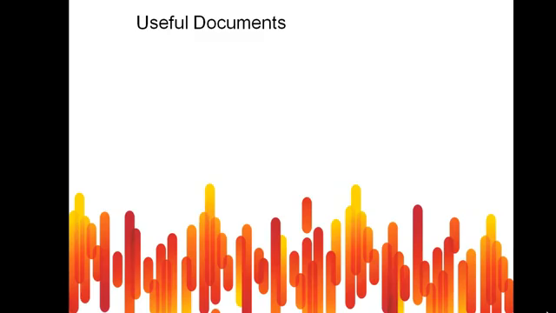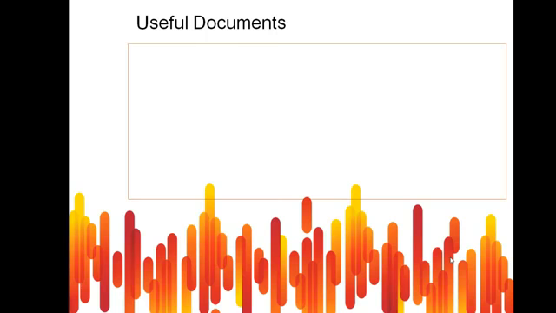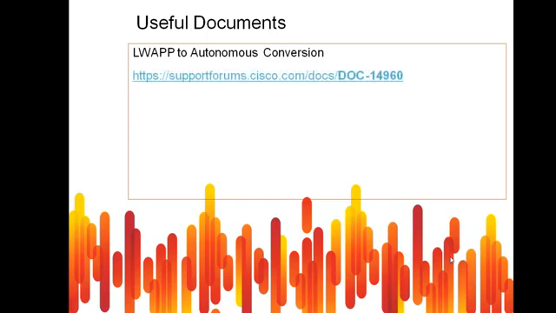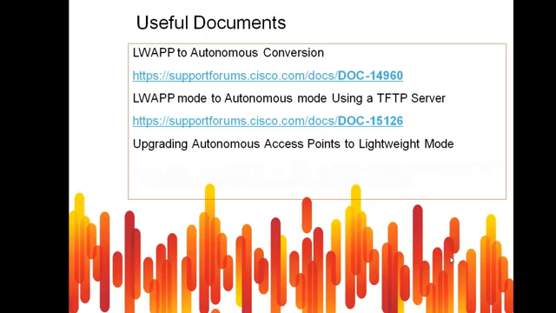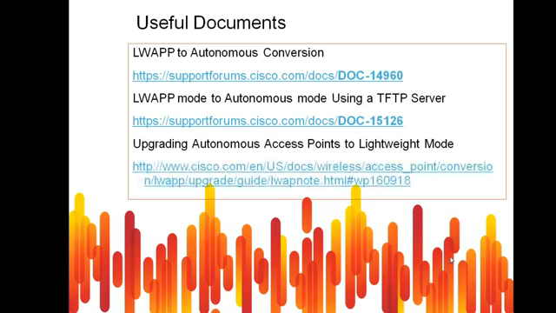You can also refer to some of the useful documents available on CSC. LWAPP to autonomous conversion, and the document ID is 14960. LWAPP mode to autonomous using TFTP server, 15126, and upgrading autonomous access point to lightweight mode on Cisco.com.